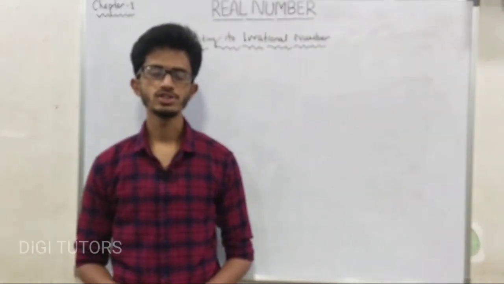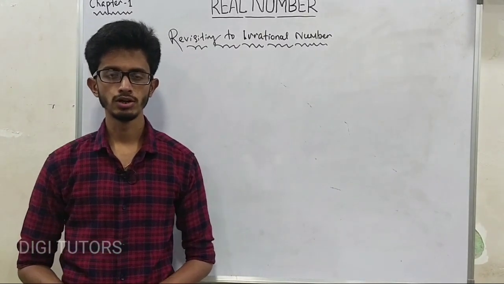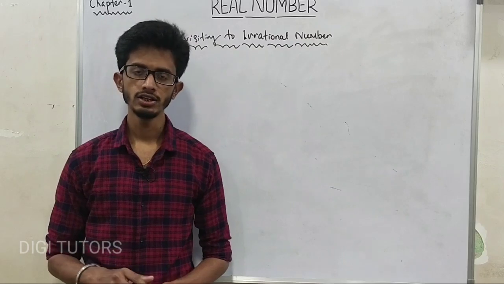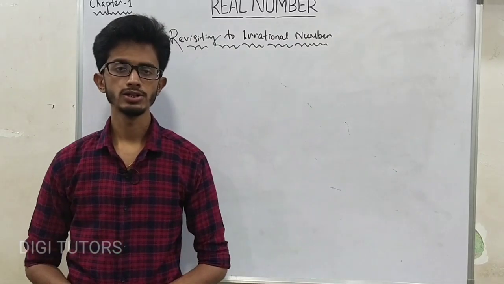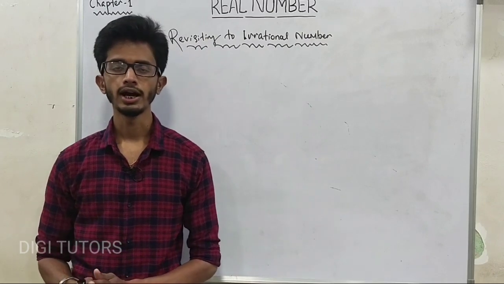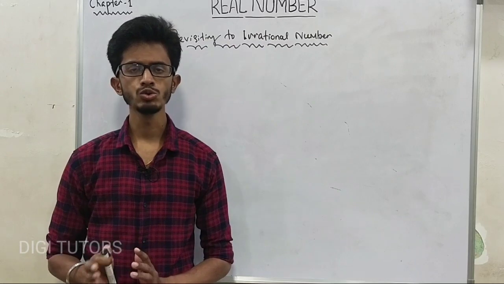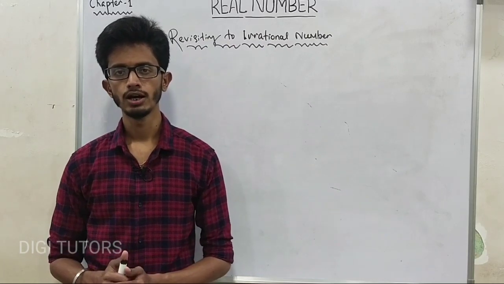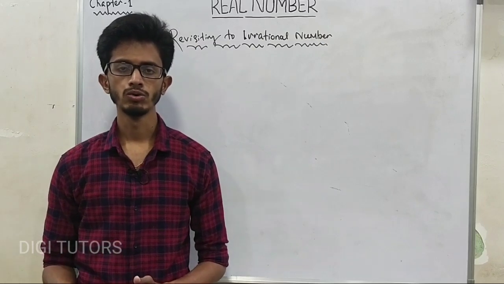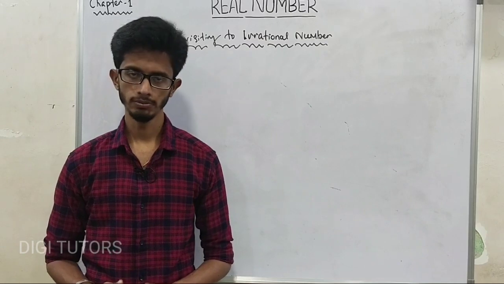Hello students, in this chapter we are studying real numbers, which you have already studied in class 9, including the irrational number concept. In class 10 we continue our discussion about real numbers and irrational numbers. Previously you learned how to represent an irrational number on the number line, and here we are going to prove the irrationality of an irrational number.